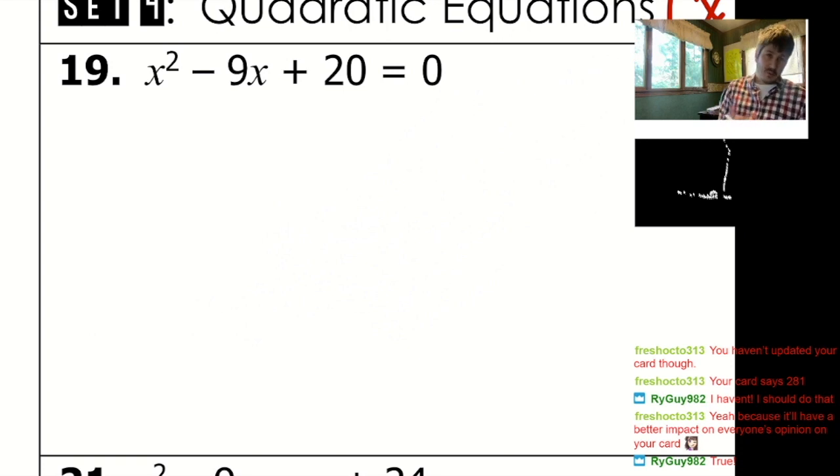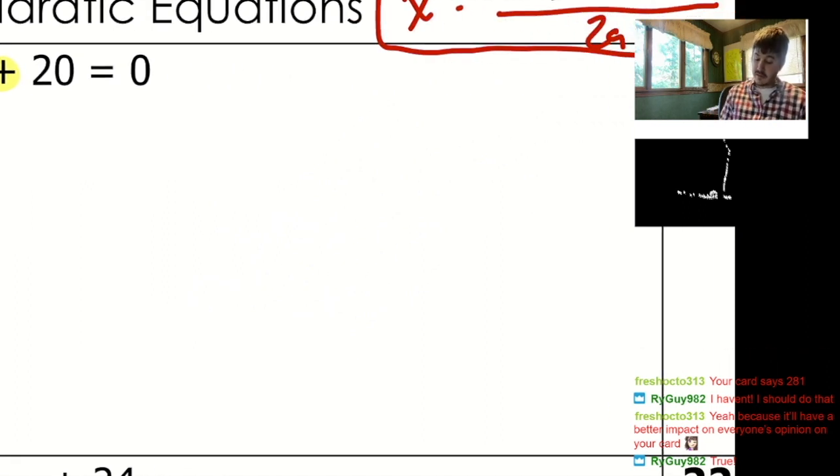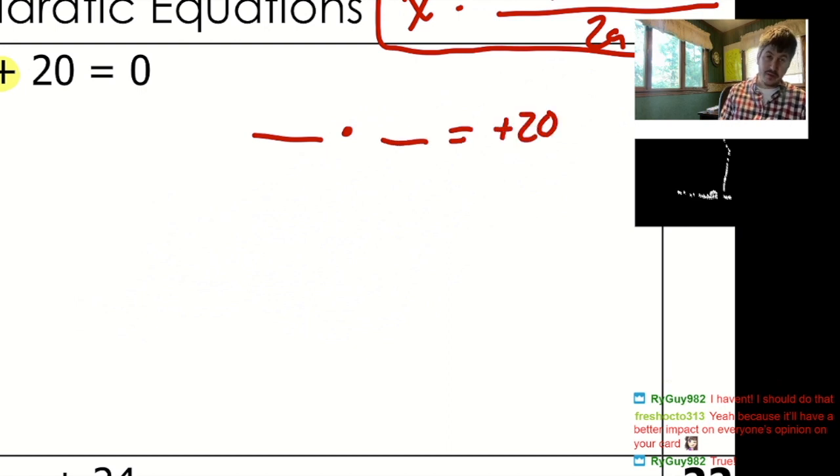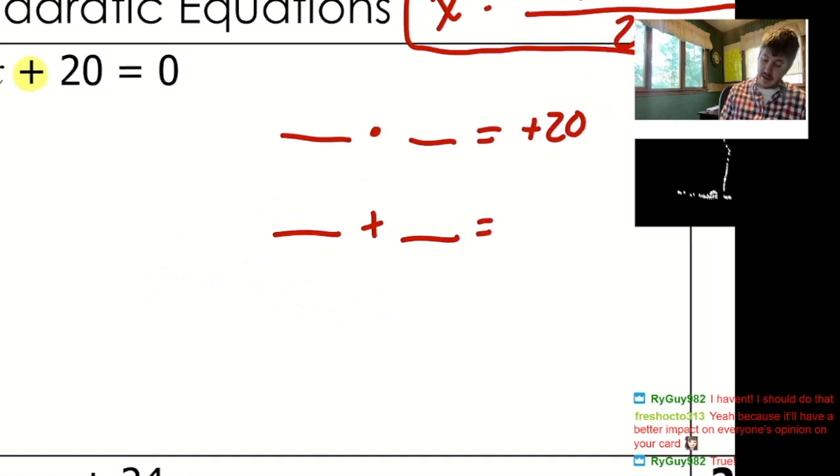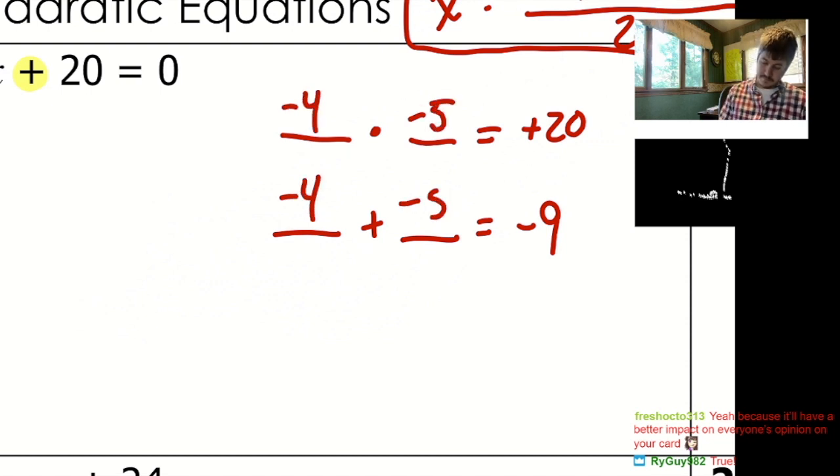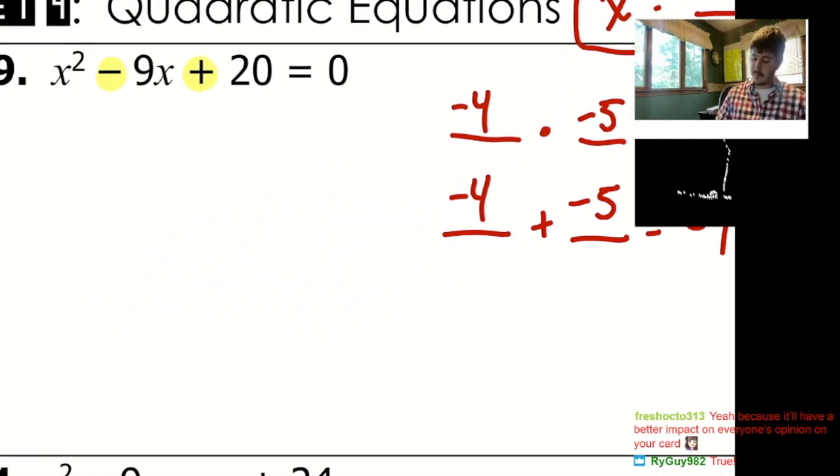So the first thing is, let's see if we can factor number 19, which I'm pretty sure it does. One thing that I notice, the signs are minus plus. When the signs are minus plus, both numbers are going to be negative. It just happens to always work out that way. So two numbers that multiply into positive 20 that are both negative, and add into negative 9. I think this one's pretty easy. Negative 4 and negative 5. They are both negative, they multiply into positive 20, and they add to negative 9.